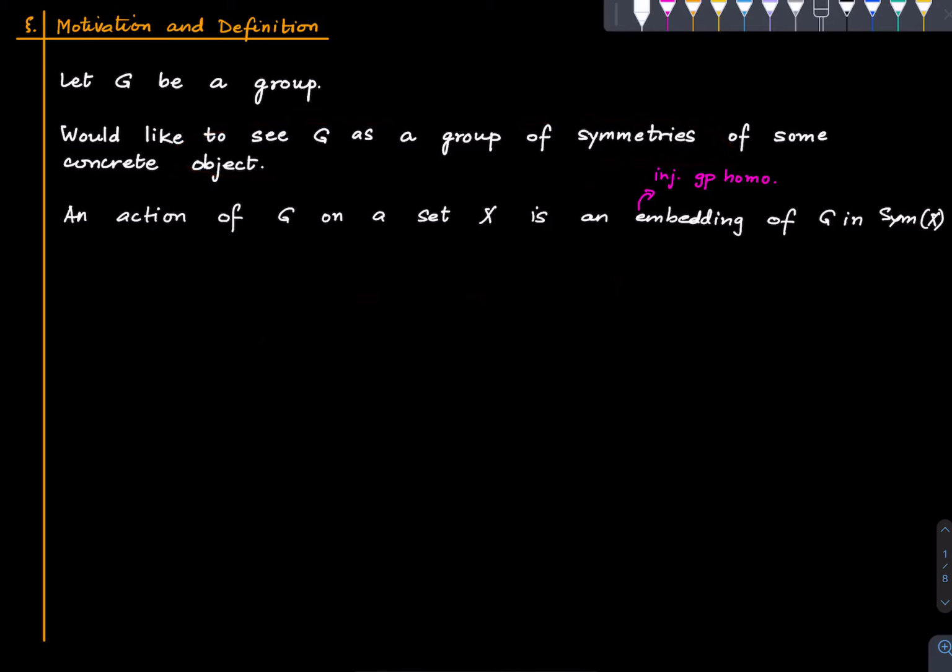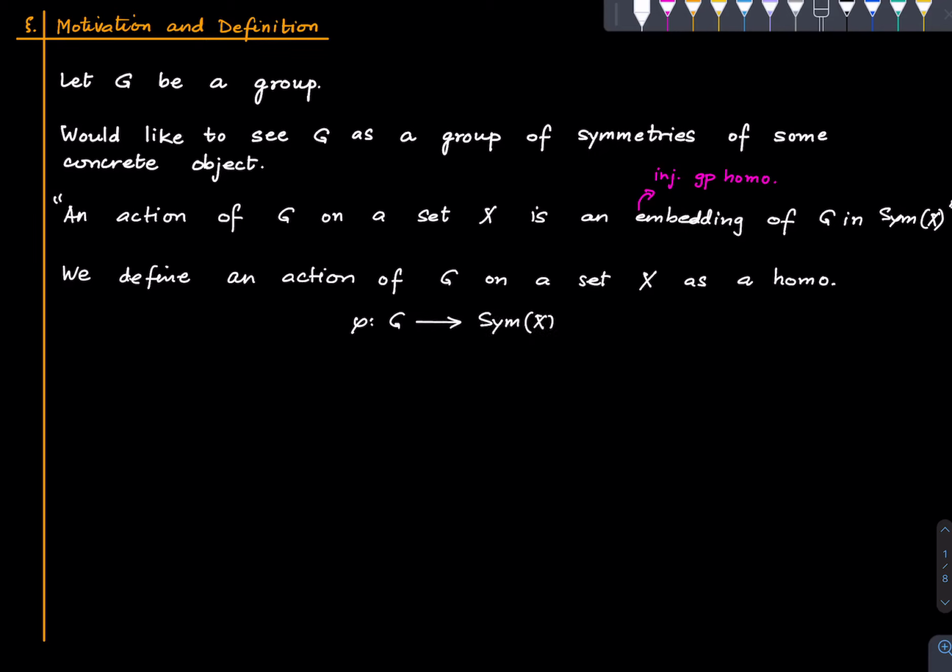However, it is of great use to relax this preliminary definition, which I will put in quotes, a little bit. And here is our formal definition. We define an action of G on a set X as a homomorphism from G to Sym(X). So that's our definition of an action of a group.